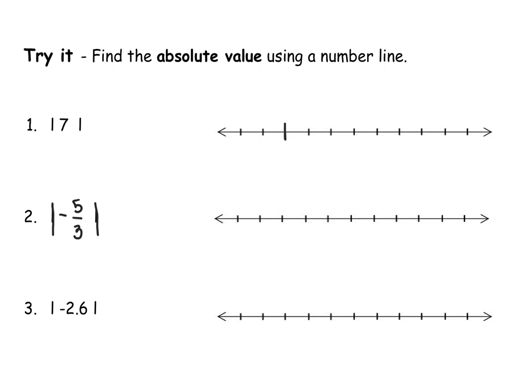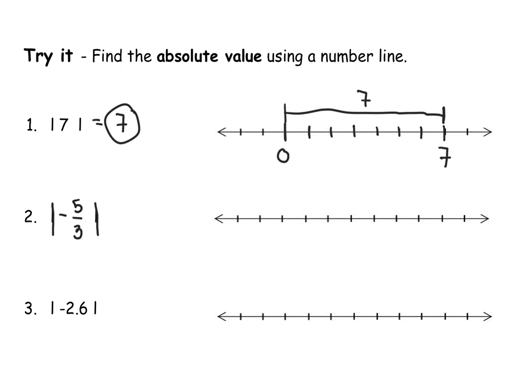Starting with number 1, please note you can put the number 0 anywhere you want on the number line, and in this case I moved it over to the left because I know I'm going to have to add the number 7. So here's my number 7. The distance between 0 and 7 is 7, so the absolute value of 7 is 7.